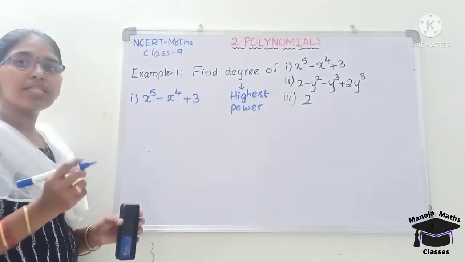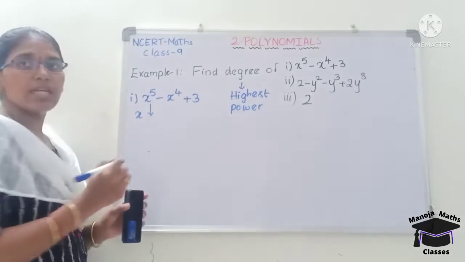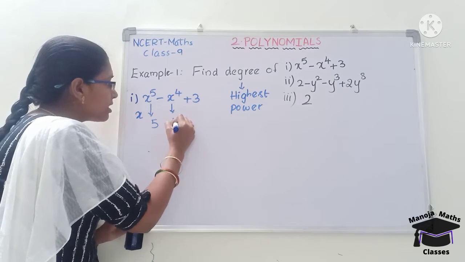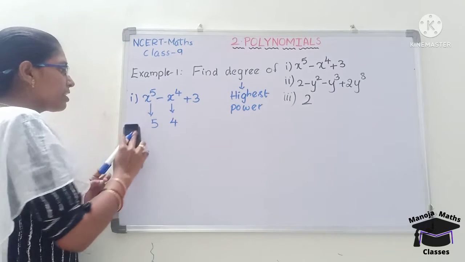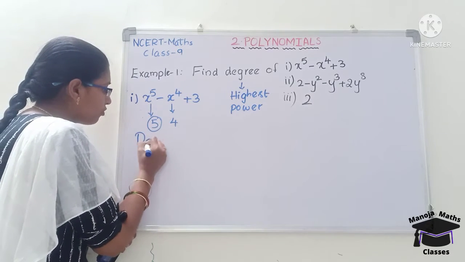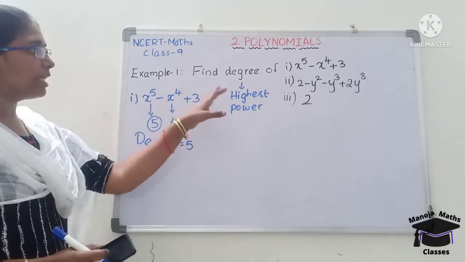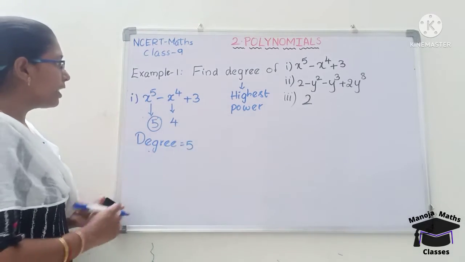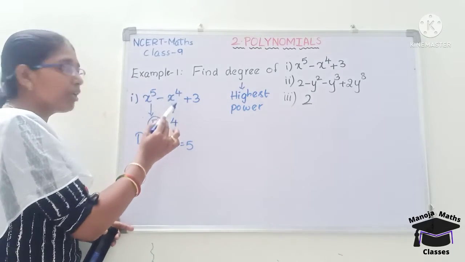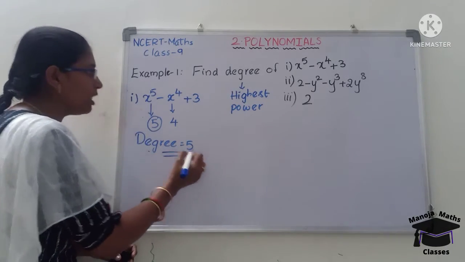In this polynomial, what is the variable, children? The variable is x. In this first term, what is the exponent? 5. And in the second term, x power 4, the exponent is 4. So, which is the highest exponent? 5 is the highest exponent. So, the degree of this polynomial will be 5. Degree is nothing but the highest power or exponent. In the first term, x power 5, the exponent is 5. In the second term, x power 4, the exponent is 4. 5 is the highest exponent. So, the degree of this polynomial is 5.